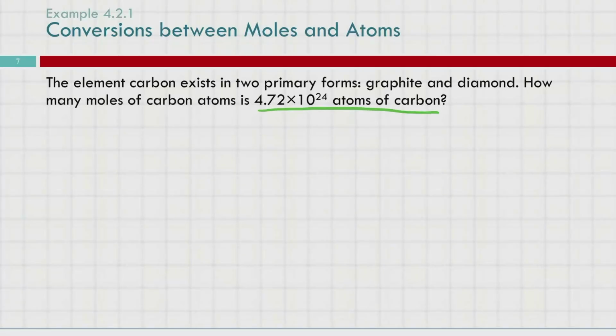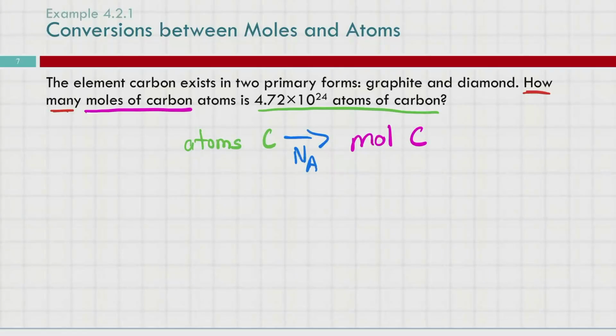What are we finding? We are finding moles of carbon atoms. It's right next to our question word, how many? So we're finding moles of carbon starting from atoms of carbon. So atoms C going to moles C. We can do this in one step thanks to our Spanish lawyer's help. We're using his number. So using our 4.72 to start times 10 to the 24 atoms C.